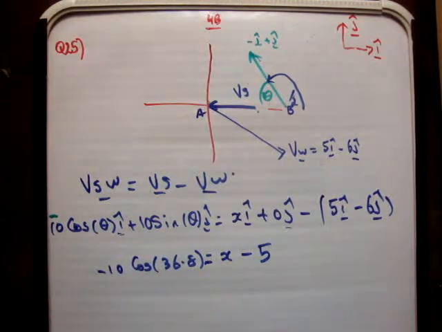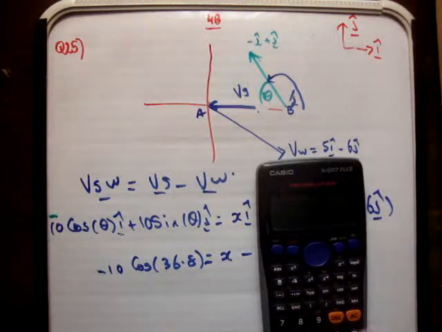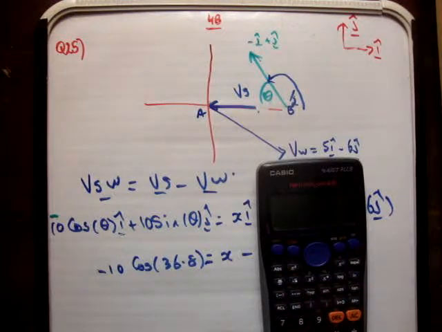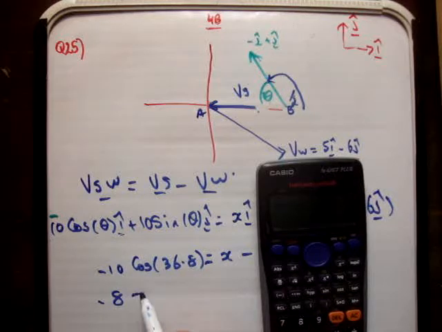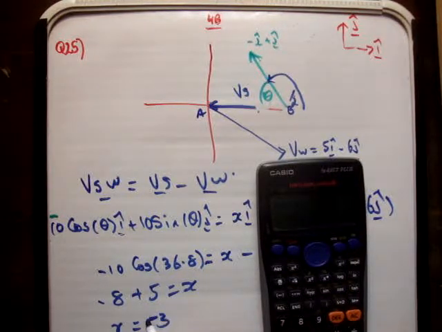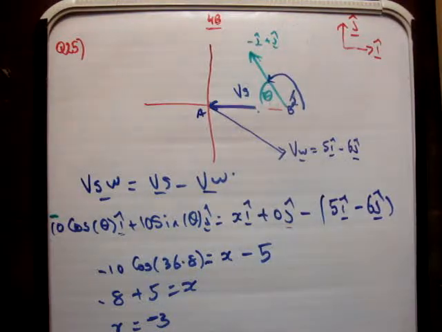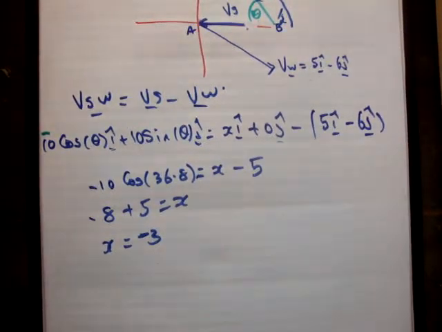Alright? X minus 5, so it's going to be 10 times the cos of 36.8, the cosine of the angle multiplied by 10, is equal to, we'll say, negative 8 plus 5 is equal to x. X is equal to negative 3. So its magnitude, of course, is 3 units in the negative i direction. That's what the negative sign accounts for.